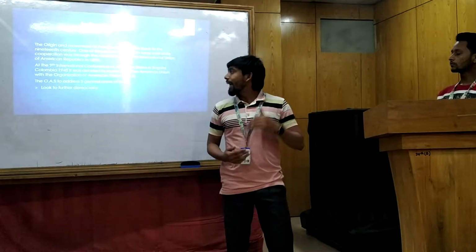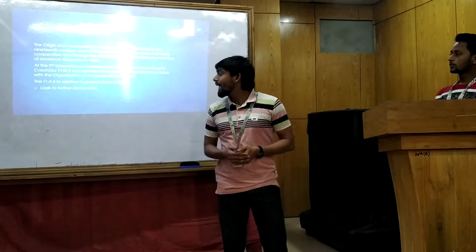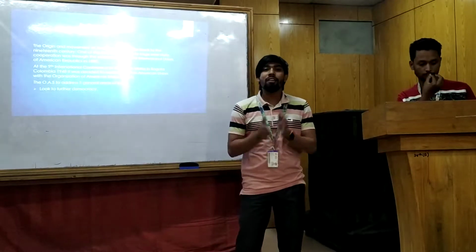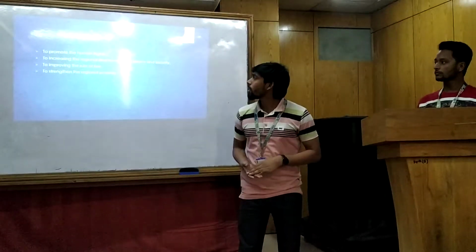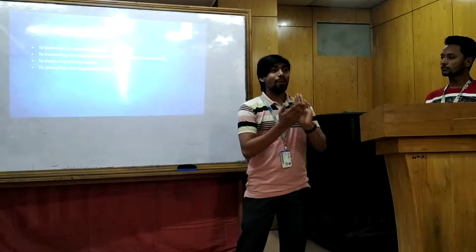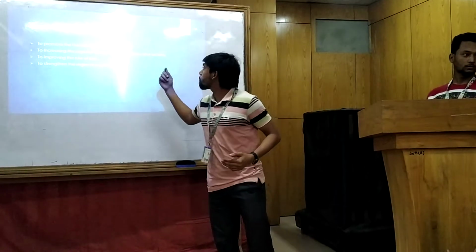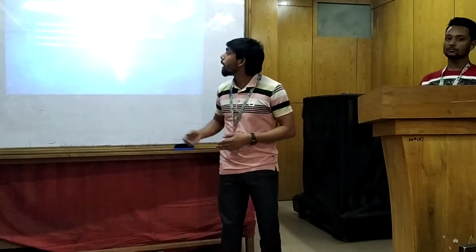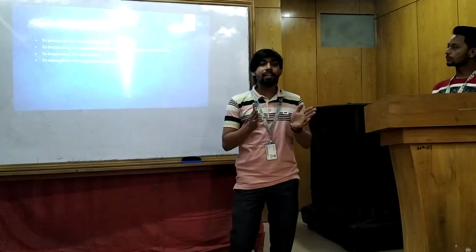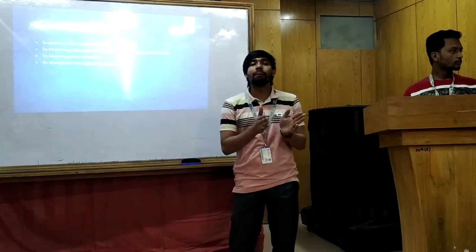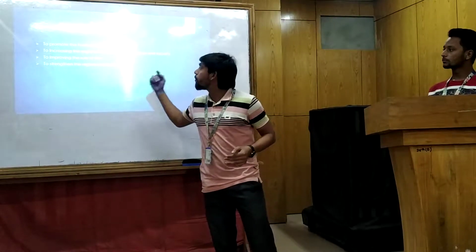The OAS addressed 5 general areas of focus. Firstly, to look to future democracy, for example, freedom of speech. Next, to promote human rights. Here, human rights means women's rights, child rights, and cultural rights. Then, to increase regional peace and security, and to improve the rule of law. Here, the rule of law is very important to the inter-American system, and to strengthen the regional economy.